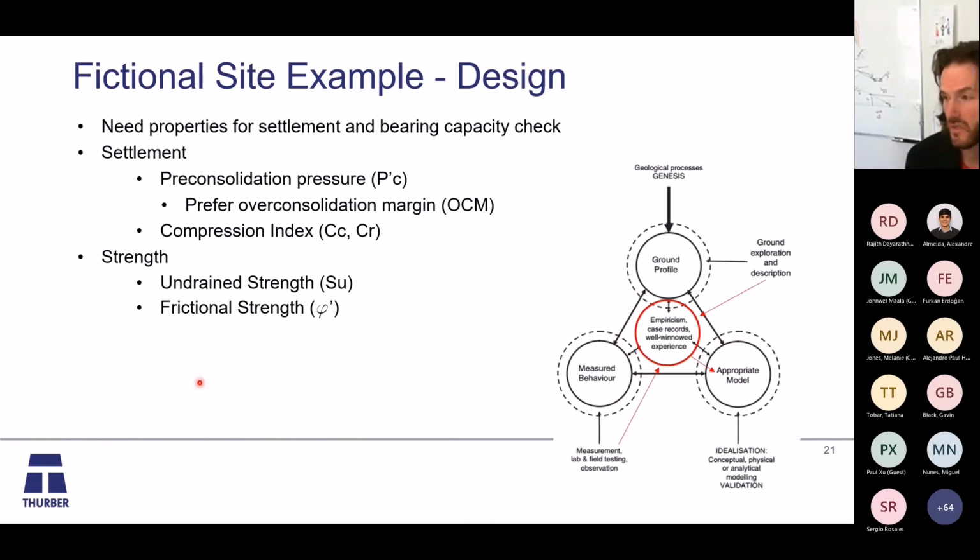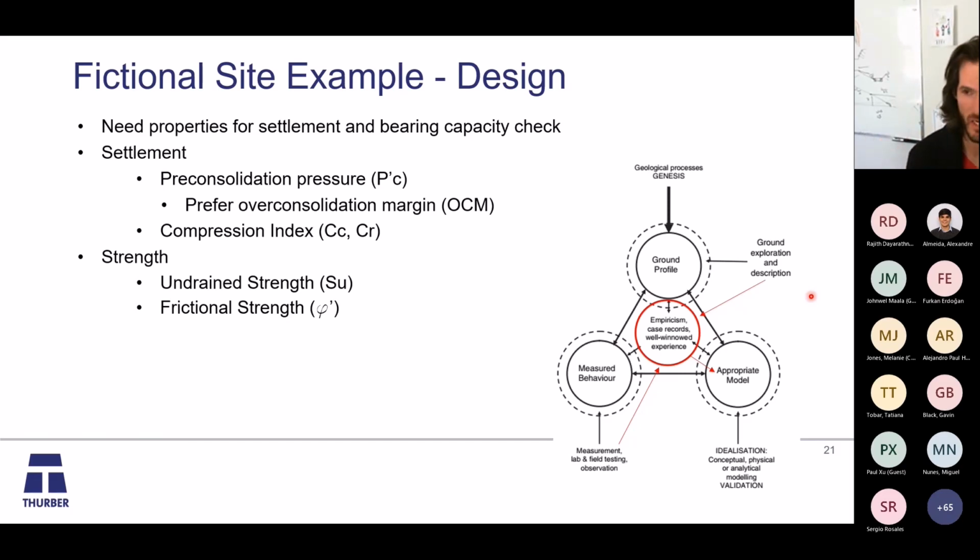So let's continue on our fictional site here. We need to get some properties to do our assessment, settlement, bearing capacity. And this is what I was talking about before. We've got this ground exploration, so we've gone and we've got tests. We've done some lab and field testing, and we're going to do some modeling. And we're going to try and tie these together through this empiricism, through case histories, through the experience of others.